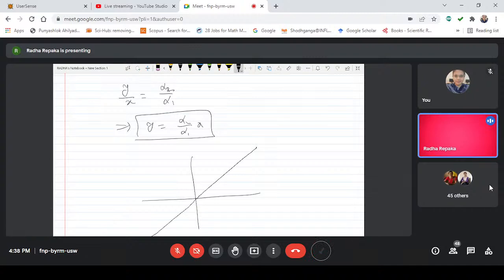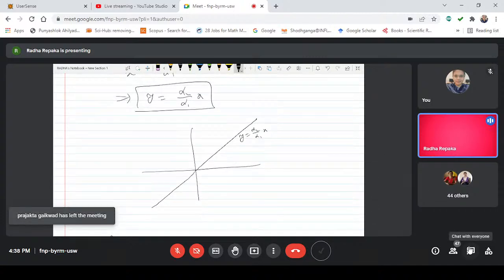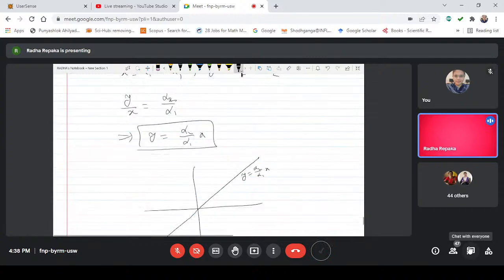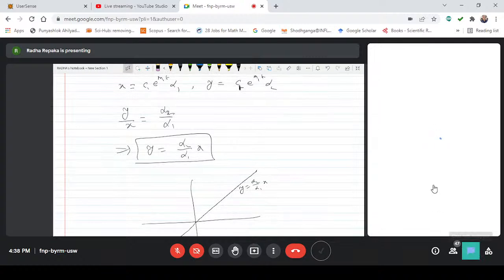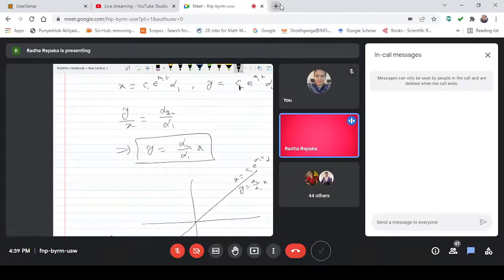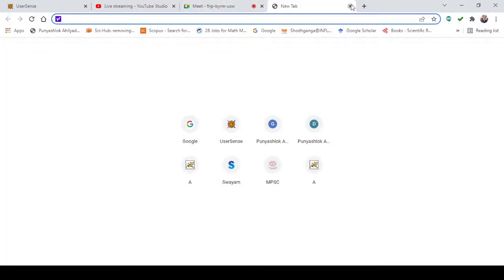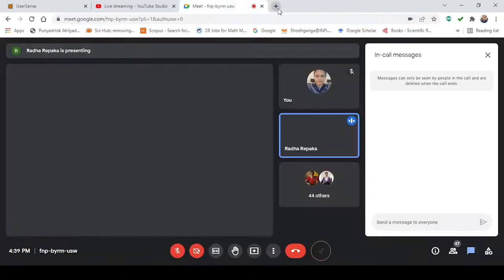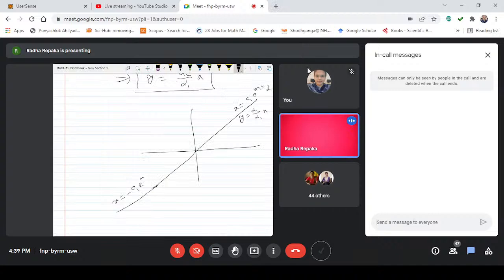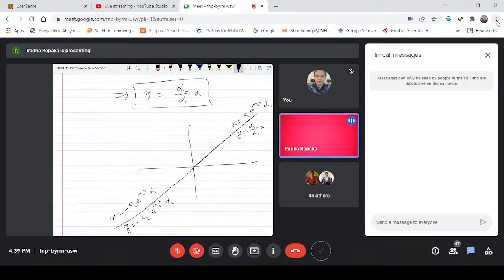This will be a solution. This is one solution, this is another solution. y equals alpha 2 by alpha 1 into x is one solution, and this is also the same solution, but how do we write it? x equals c1 e^(m1 t) alpha 1, y equals c1 e^(m1 t) alpha 2. Whereas the second part can be obtained as x equals minus c1 e^(m1 t) alpha 1, y equals minus c1 e^(m1 t) alpha 2. Okay? So this is one path and this is another path. They are approaching, and finally they are meeting at that point.